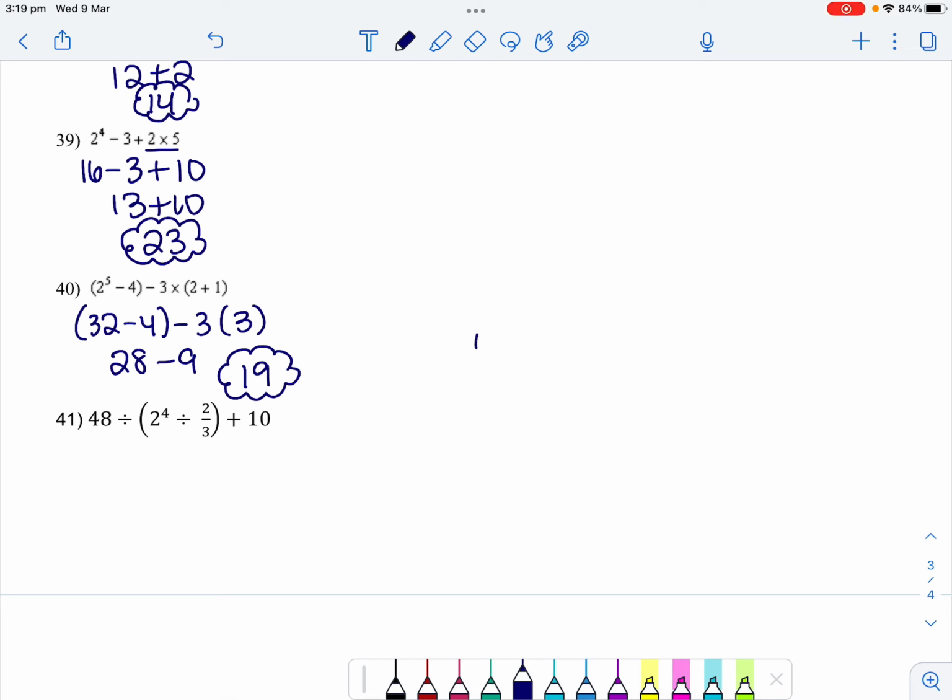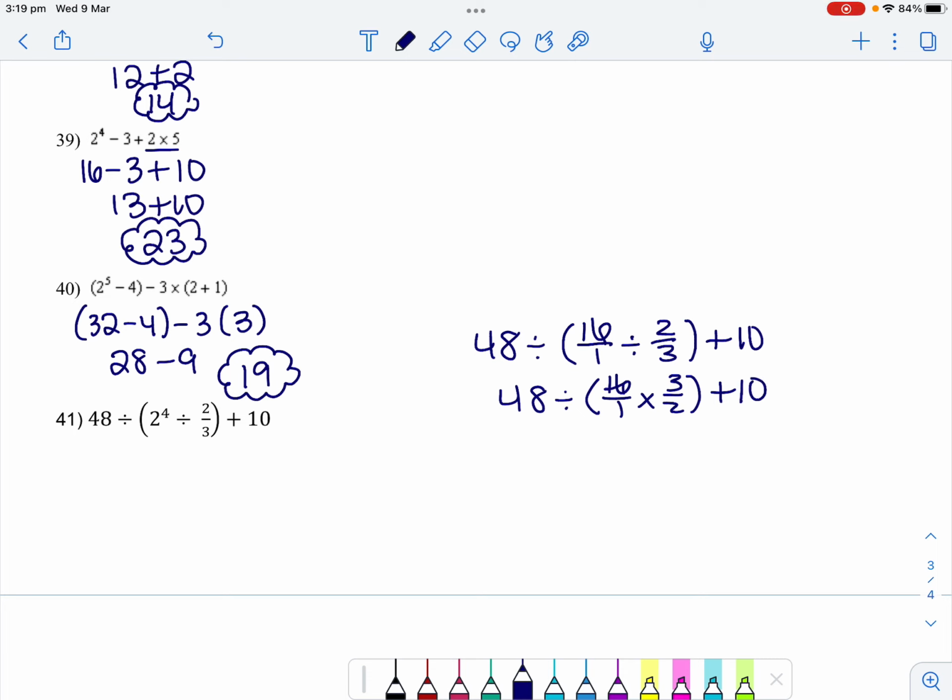And then 48 divided by 16 divided by 2/3 plus 10. So 48 divided by 16 over 1 times 3 over 2 plus 10. So 48 divided by 24 plus 10. So 2 plus 10 is 12. And that is the end of the Module 5 practice test.